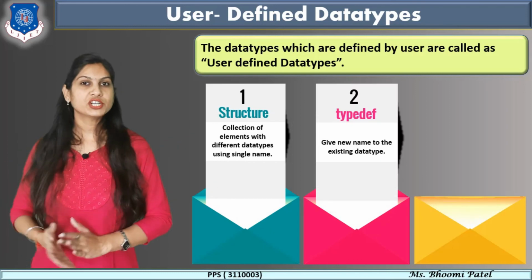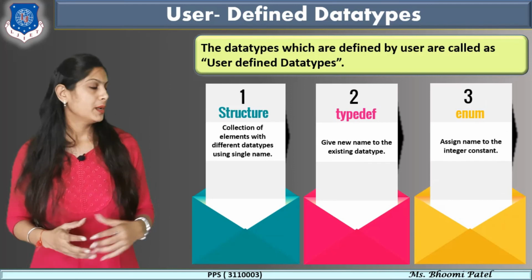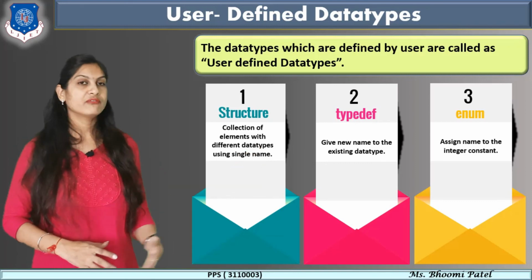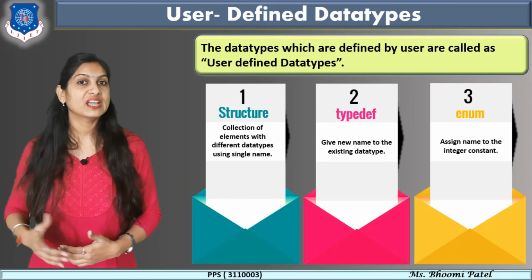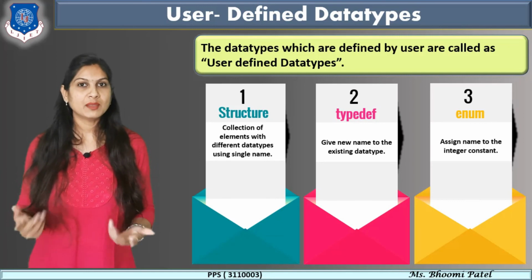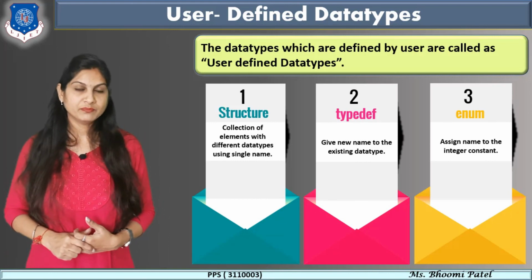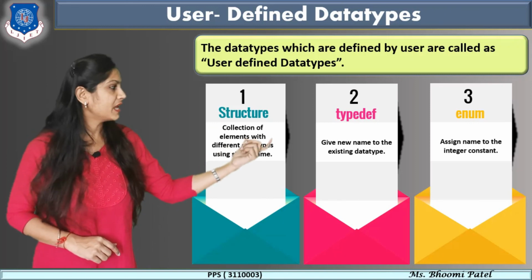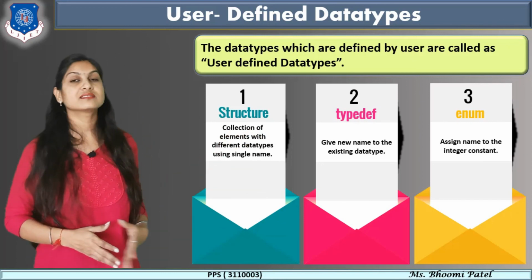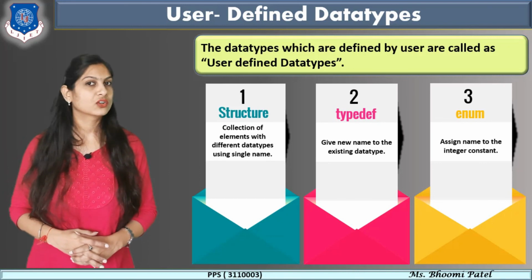Structure is totally opposite of array. Array stores multiple values with the same data type, but structure stores multiple values with different data types also. Typedef is used to give a new name to an existing data type. Means here our data type int is there, but my name is not a data type. So suppose I want to give my name as a data type, that is also possible, because typedef provides the facility to give a new name to the existing data type. And the last is enum. Enum is just used to assign names to integer constants.